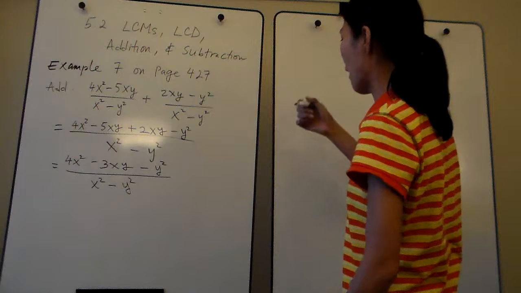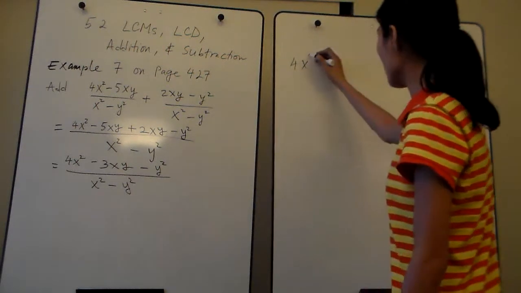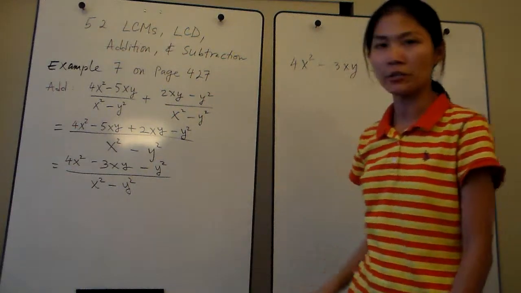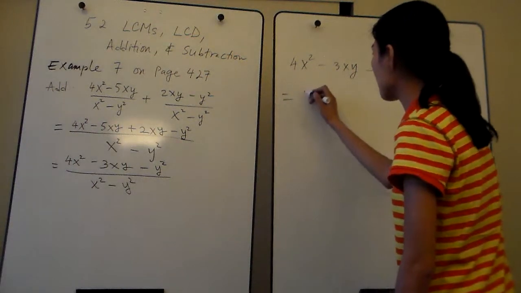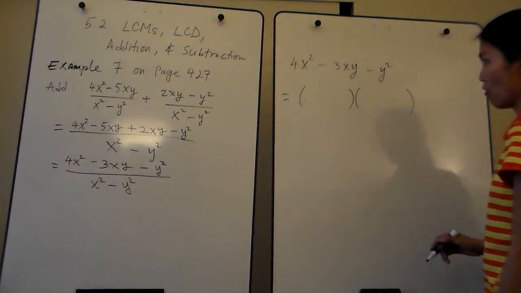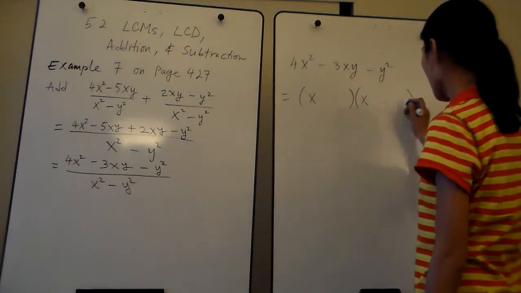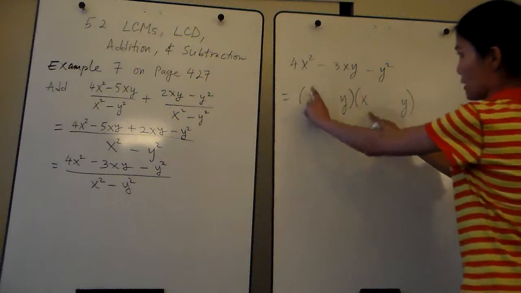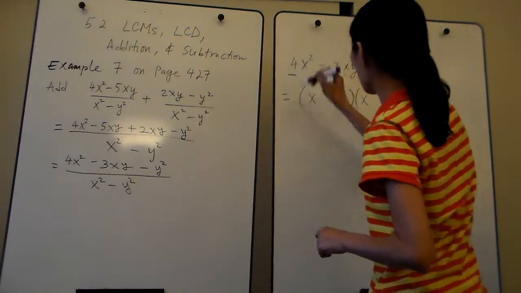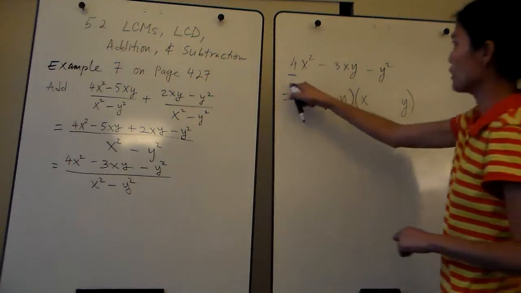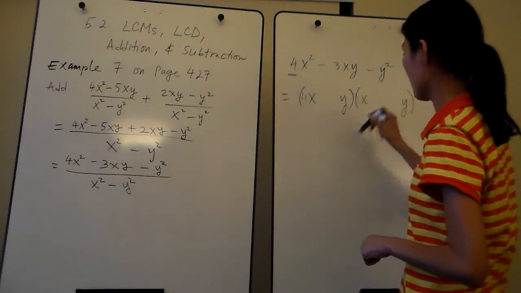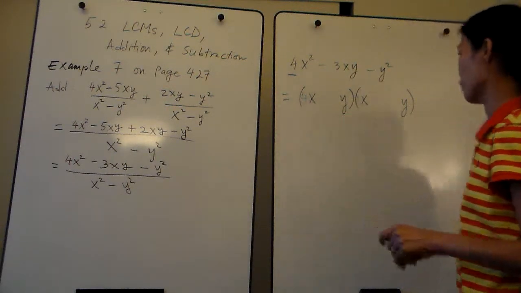Now, for this numerator, let's factor it out on the side first. I'm going to work on the side. So this is the numerator in this fraction. Same idea: you have x squared, you have y squared, so you know that it will be x, x, y, y, because x squared is x squared and y squared is y squared. But this time, you also have this coefficient 4, so it's either 4, 1, or 1, 4. We don't know which way it goes.